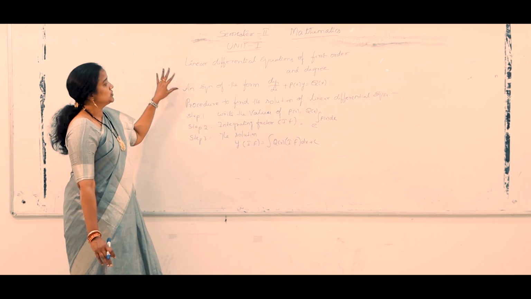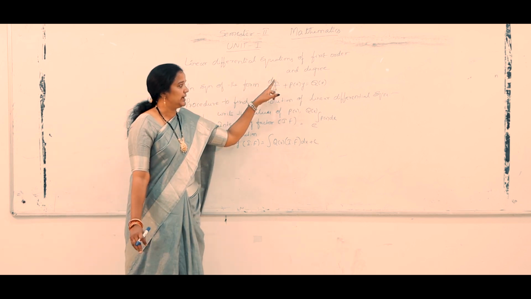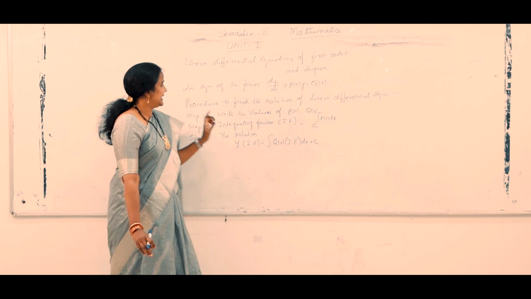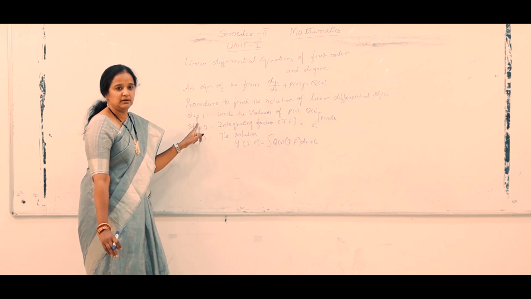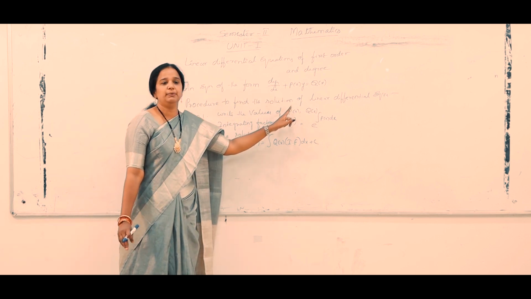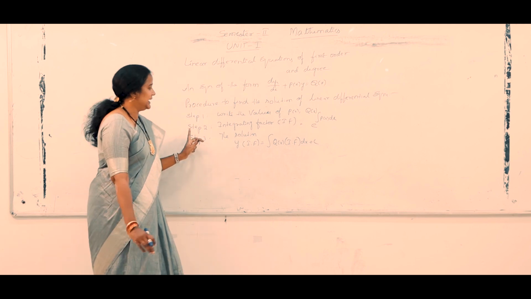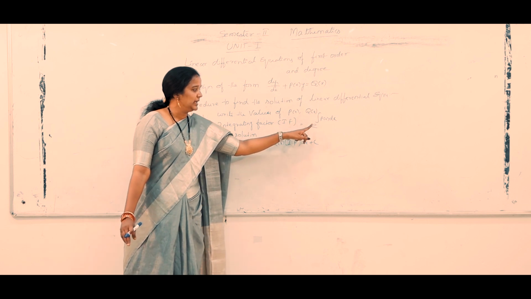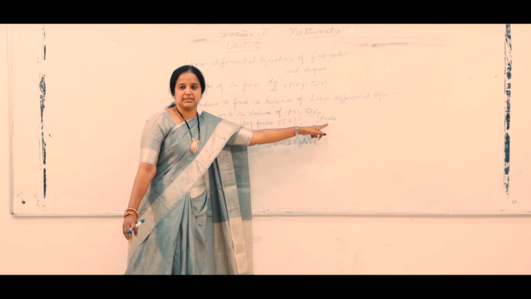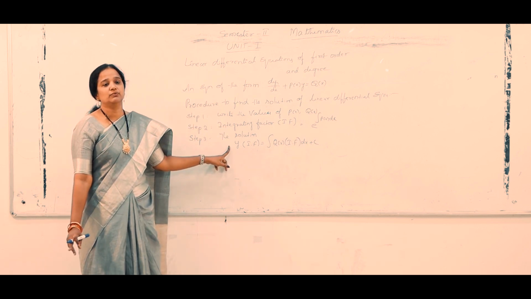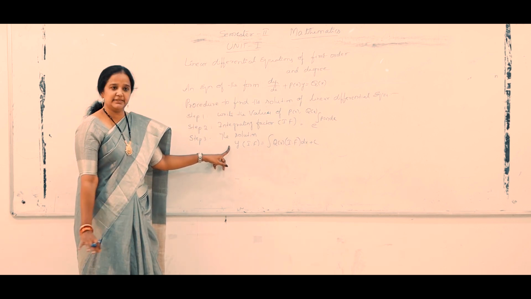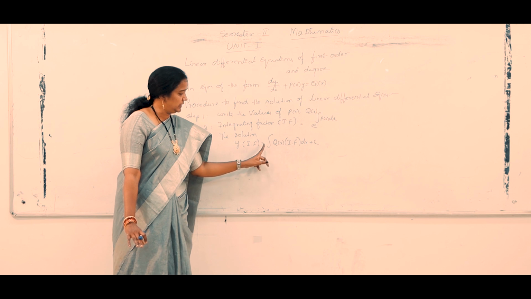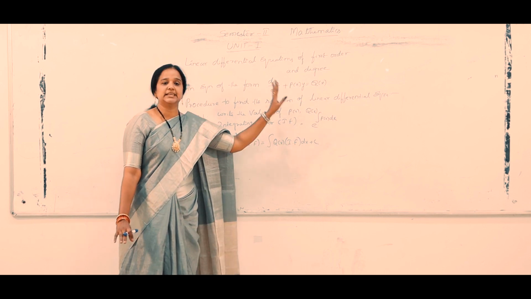Once again, an equation of the form dy by dx plus p of x into y is equal to q of x. This is the form. Next, the procedure. Step 1: write the values of p of x and q of x. Next, find the integrating factor. IF is equal to e power integral p of x dx. Step 3: the solution is y into IF is equal to integral q of x into IF dx plus c.